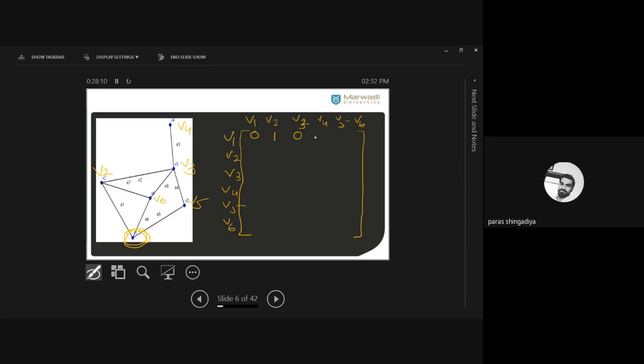V1 to V4 is also 0. Okay, V4 is at the first vertex, above the graph. And then V1 to V5 is 1, and V1 to V6 is also 1. Okay, is it clear? You have to check V1's relation with all the others, okay?